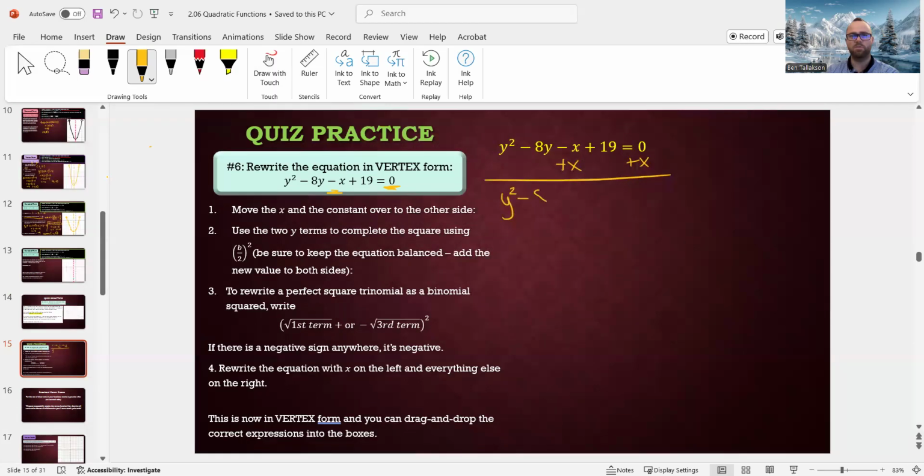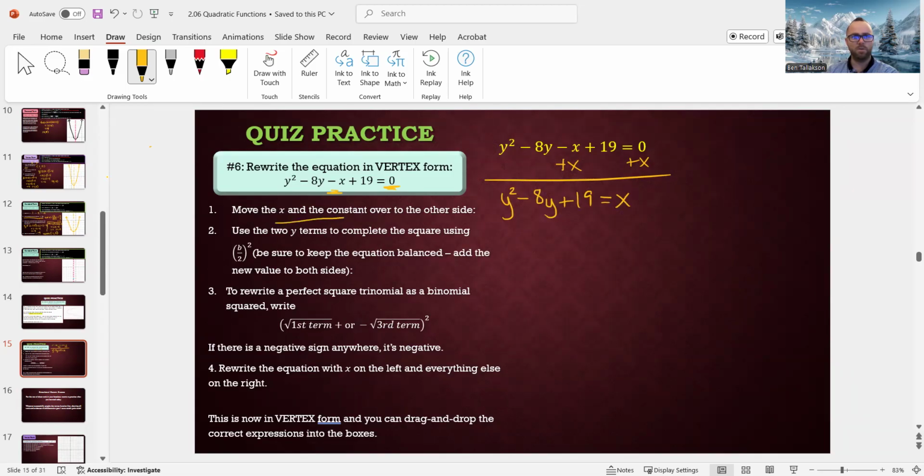You know how you always see y equals on one side? Exactly. Now it's x equals. And here's our quadratic with our y's. We now want to use the two y terms to complete the square using this little helpful tool. Remember, this gives you your, actually, yeah, I did miss this part.